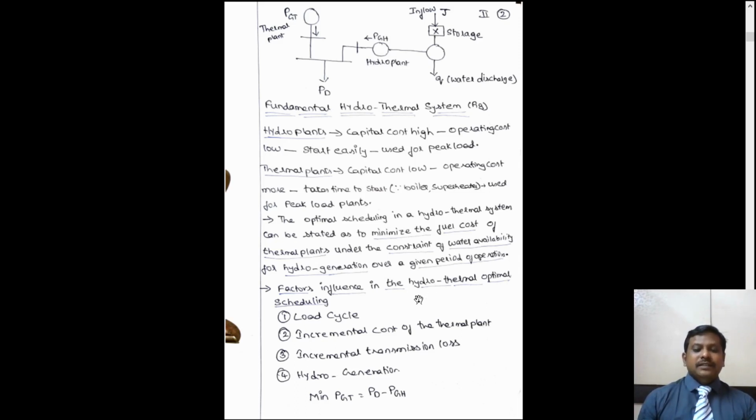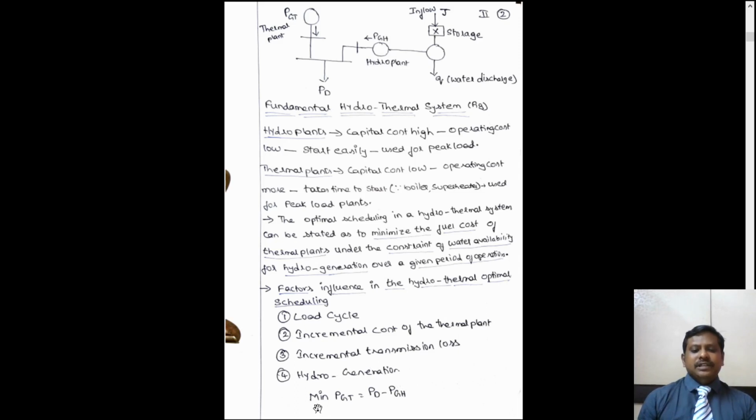Okay, so here, what are the factors that influence hydrothermal optimal scheduling? The factors are, first, the load cycle, second, the incremental cost of the thermal plant, incremental transmission loss, and hydro generation.